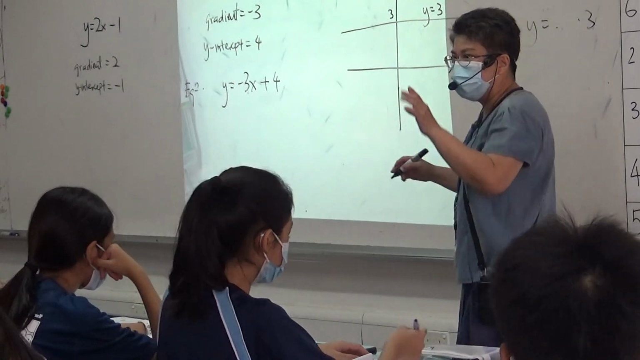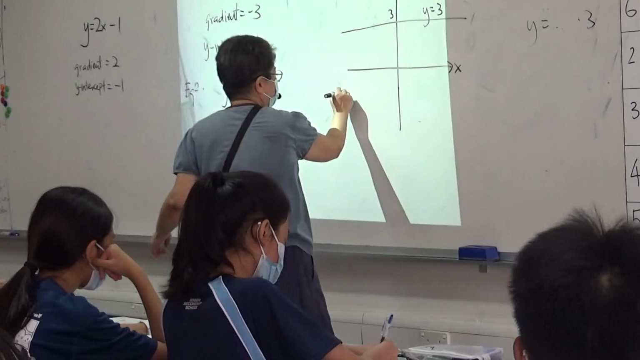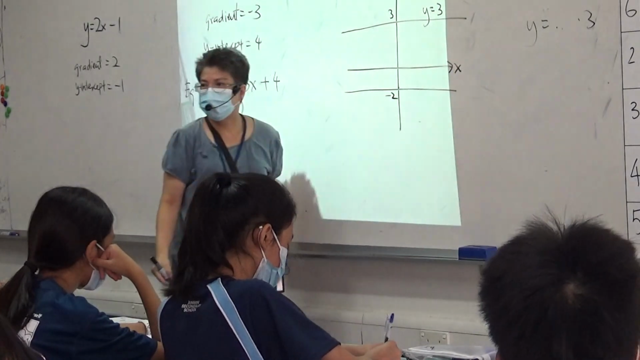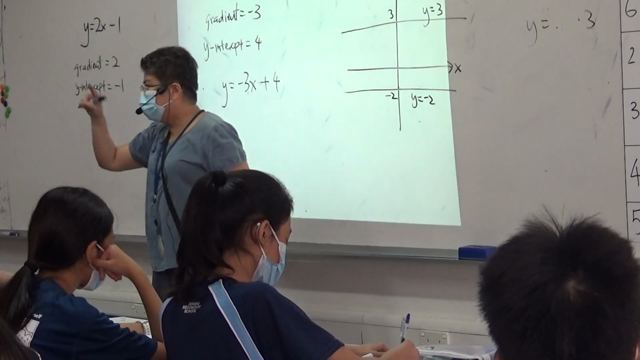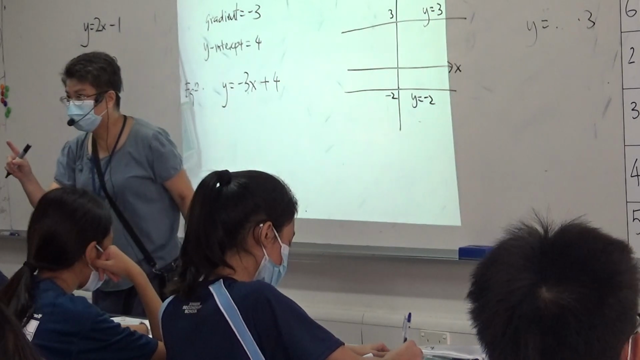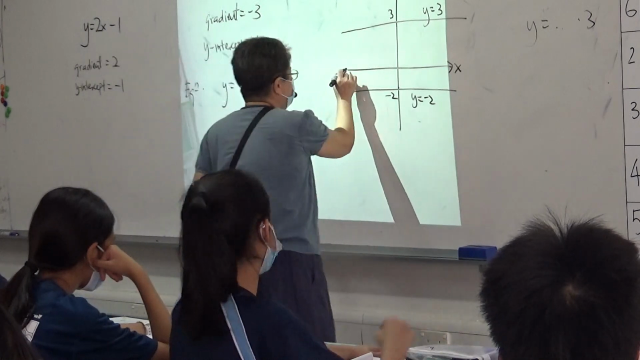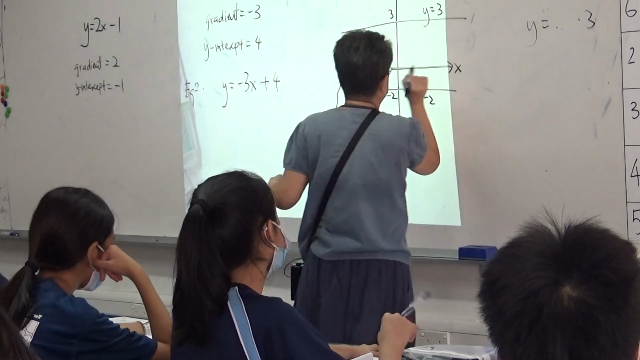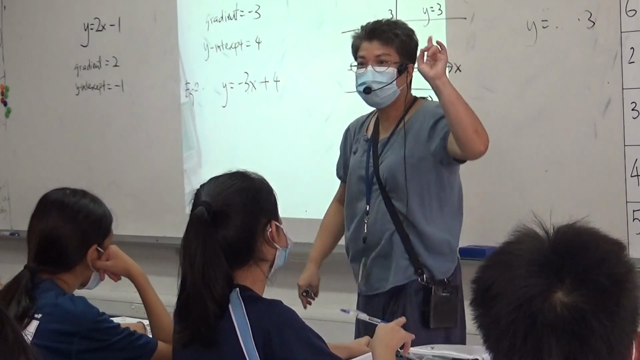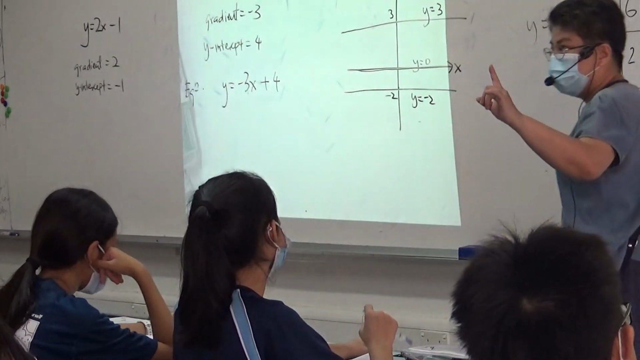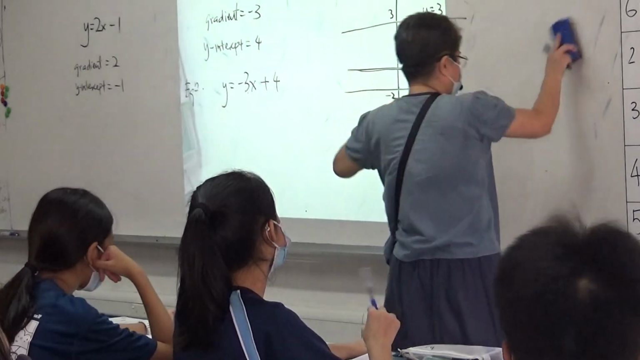So, what's the moral of the story? Every horizontal line is y equals something. What if I have a horizontal line that passes through -2? Yes, y equals -2. Horizontal line is always y equals something. Then I want to ask a very good question. What's the equation of the x-axis? y equals 0. It's not nothing. It's y equals 0. The x-axis also has an equation.